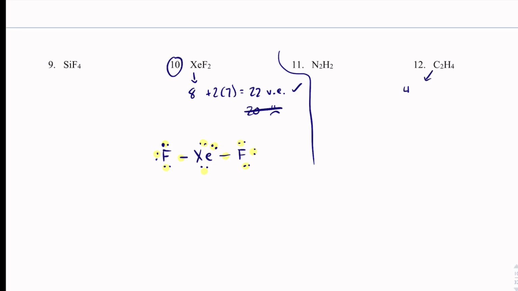Okay, let's look at 12. Carbon has 4 valence electrons. There's 2 carbons. Then there's 4 hydrogens, and each hydrogen has 1 valence electron. So that would be what, 12 valence electrons? So carbon can form the most bonds here. Carbon can form 4 bonds. So carbon's going to go in the middle, but we don't just have 1 carbon, we have 2 carbons. So here's what we're going to do, is we're just going to bond them together.